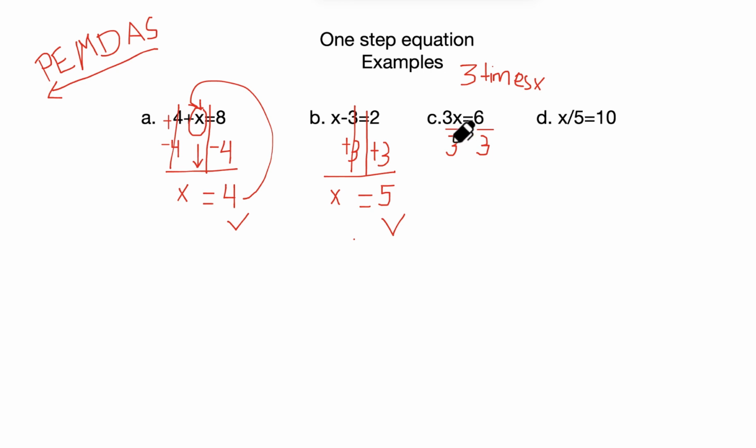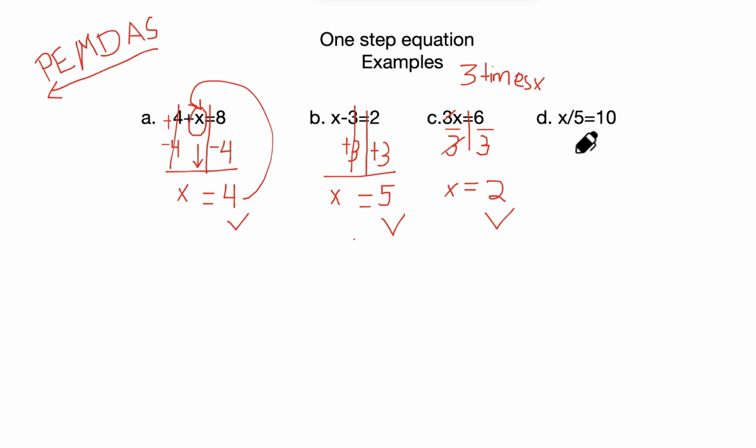Okay, one before the equal sign and one after the equal sign to create that balance. Then I'm going to get 3 divided by 3 is 1. 1 times x is x. Equal, 6 divided by 3 is 2. Okay. Again, we can check our answer. Is 3 times 2 equal to 6? Yes, it is. So we know our answer is right.